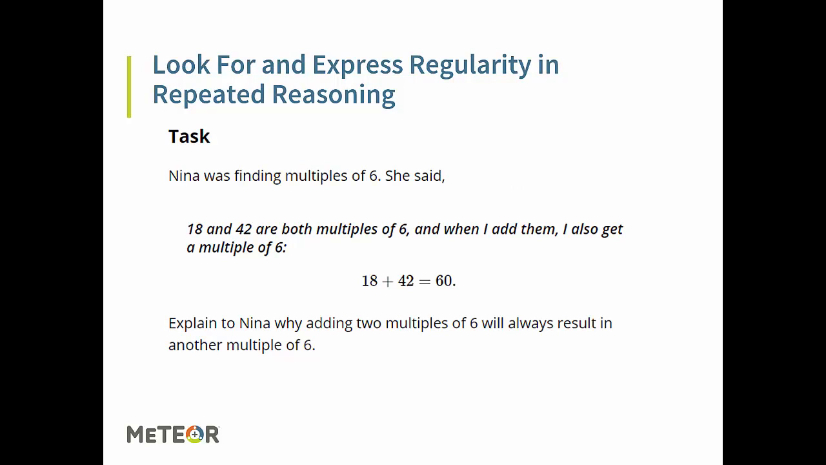Nina was finding multiples of 6. She said, 18 and 42 are multiples of 6, and when I add them, I also get a multiple of 6. 18 plus 42 equals 60. Explain to Nina why adding 2 multiples of 6 will always result in another multiple of 6. When students demonstrate Math Practice 8, they notice if calculations are repeated and look both for general methods and for shortcuts. They are asked to generalize why adding 2 multiples of a number, 6 in this case, will always result in another multiple of the same number, 6.